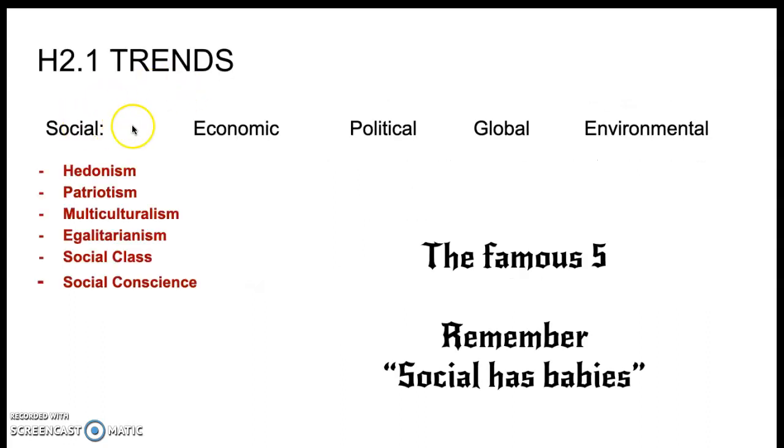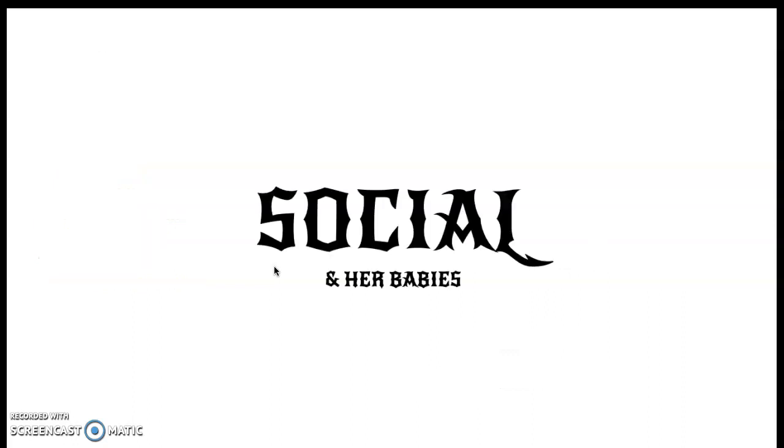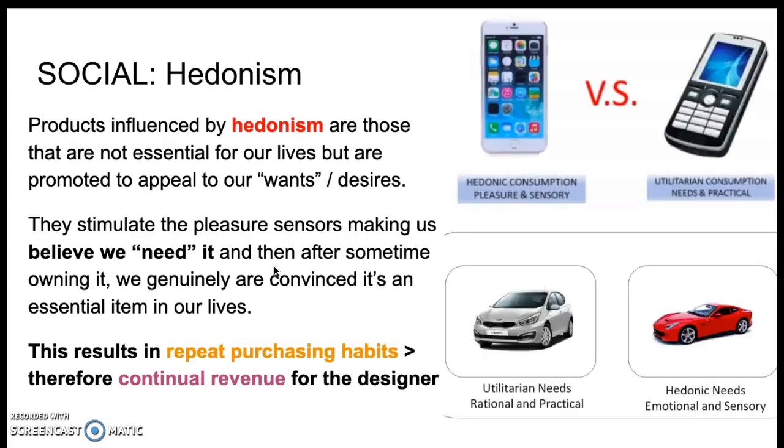Like I said in the last video, there are 5 of them, and there are lots of things that come under these 5 trends. Social is the one that has all these babies, and knowing these words really improves your tier 3 language and helps you show lots of terminology in your responses. So we're going to start with social and her babies.